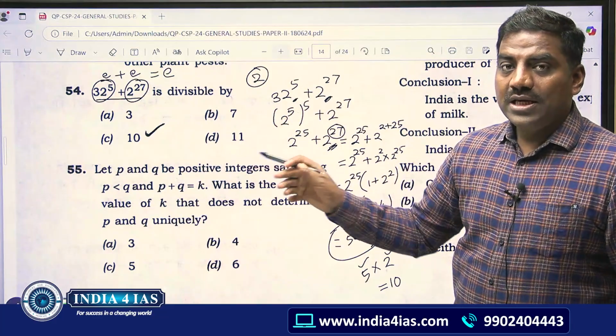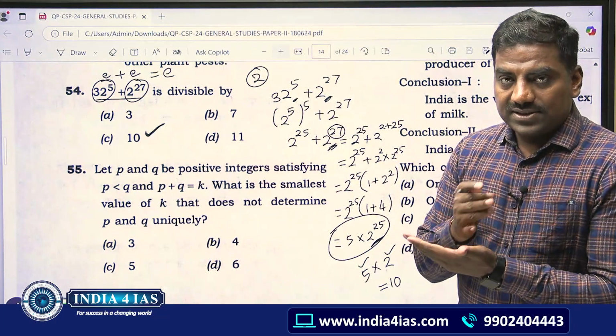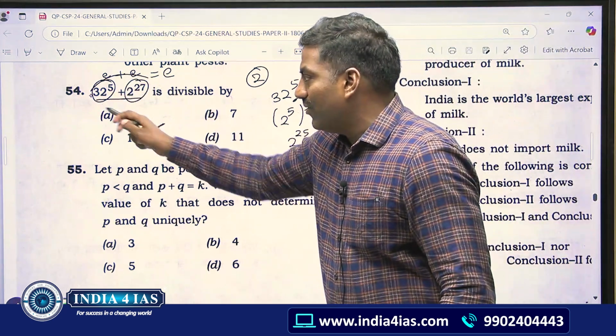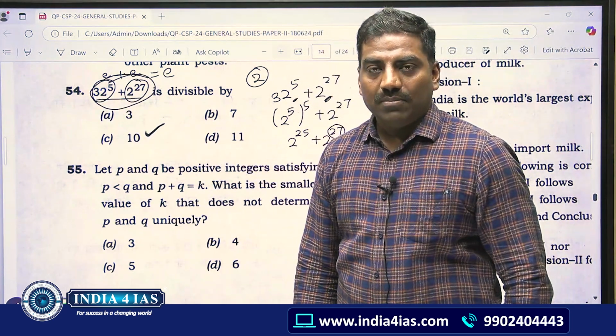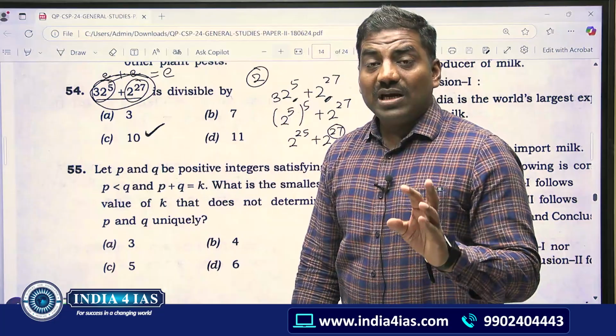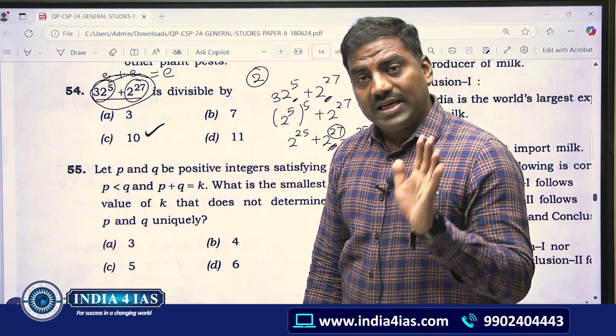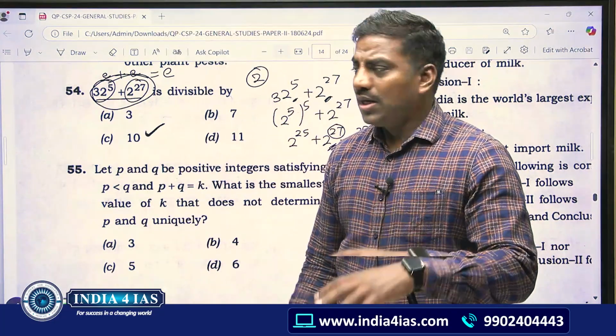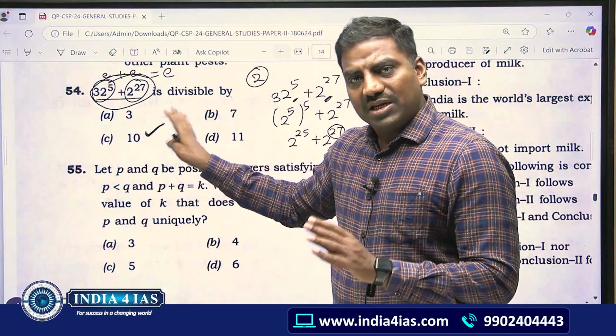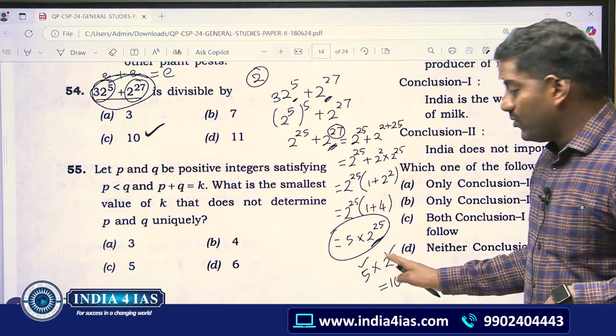But at least you can come to an inference that this is an even number. But it doesn't mean that an even number cannot be divisible by an odd number. It can be divisible by an odd number. My guess was just that this can be divisible by this, that's it. But I gave you the proof here.